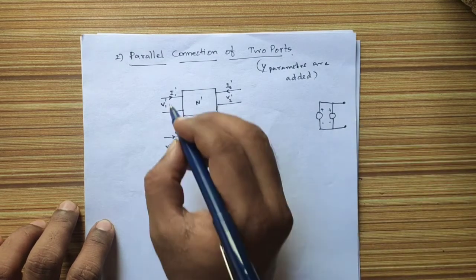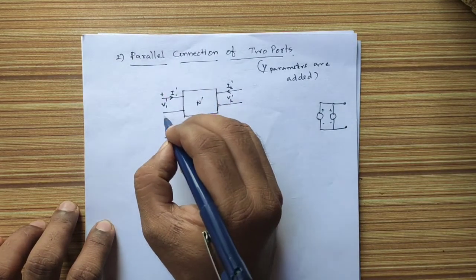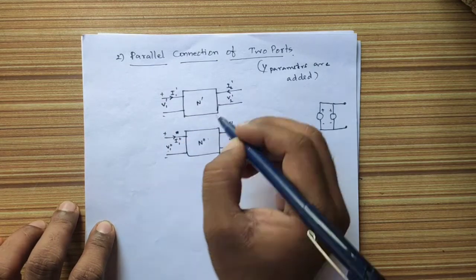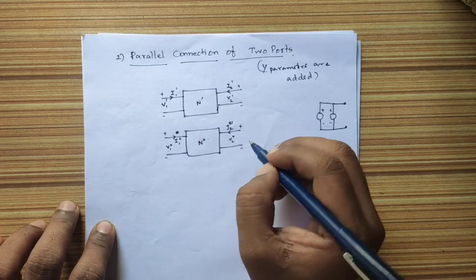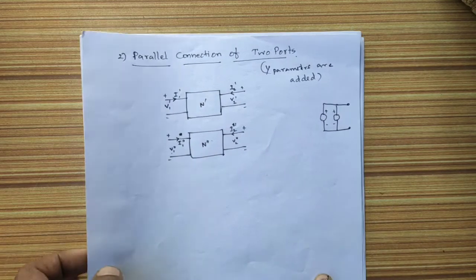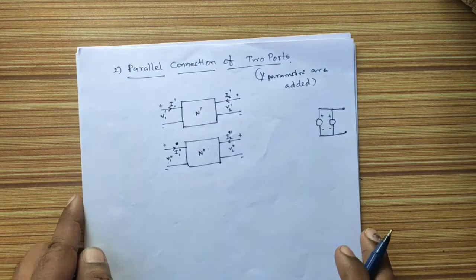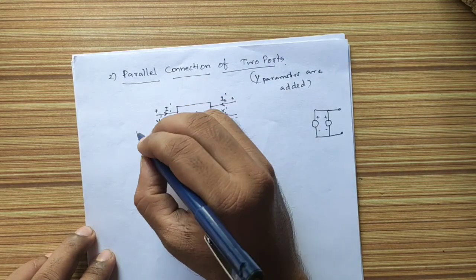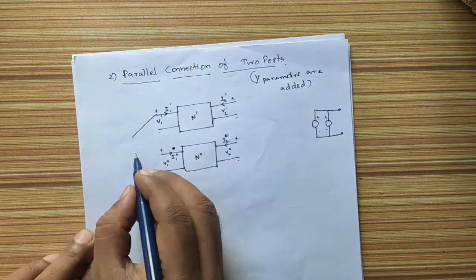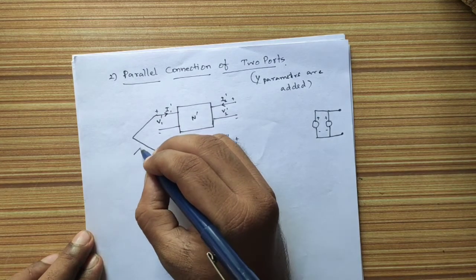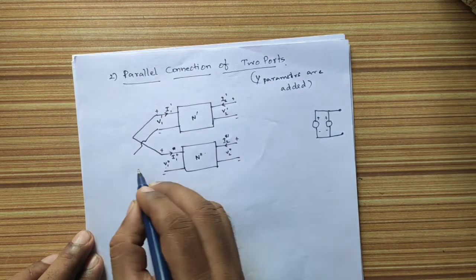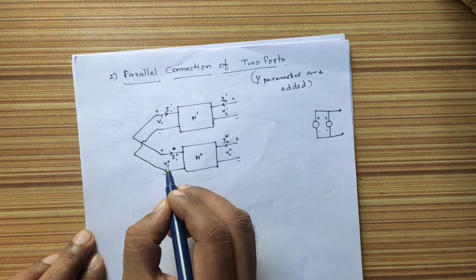In the same way, here I have positive, negative, positive, negative. Similarly, on the output side, positive, negative, positive, negative. So I am going to connect positive with positive, negative with negative. Positive I am taking, and this one is positive. Similarly, the negative I am taking, and this is the negative.